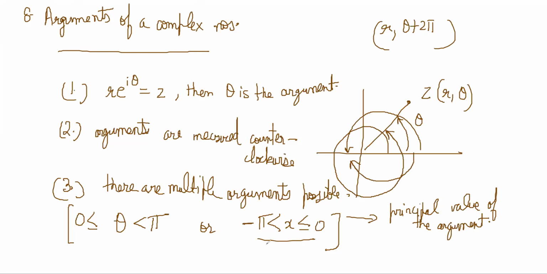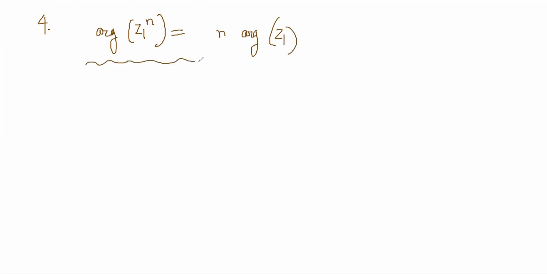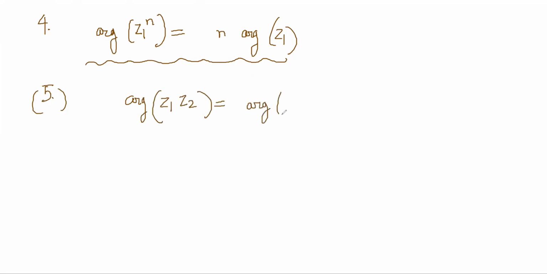Now we have some properties of these arguments also. Argument of z1 to the power n is equal to n times argument of z1. Why don't you try to prove this one? We also have one more which you should try to prove: argument of z1 z2 is equal to argument of z1 plus argument of z2.